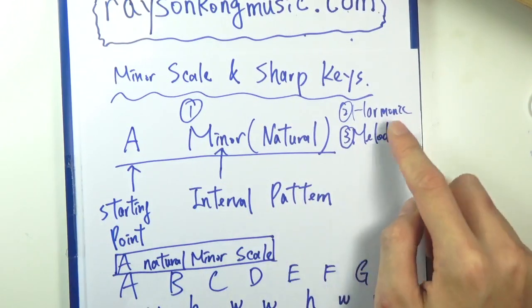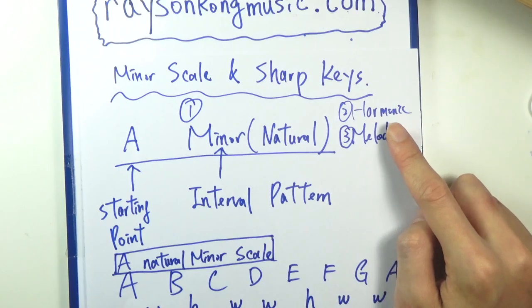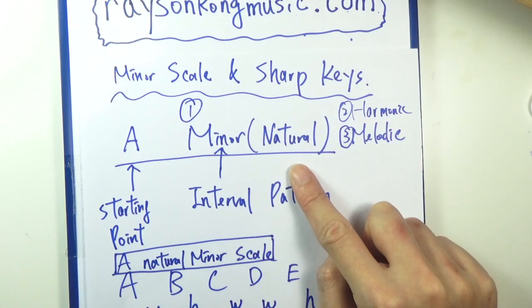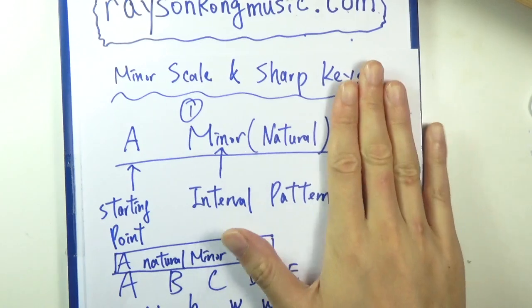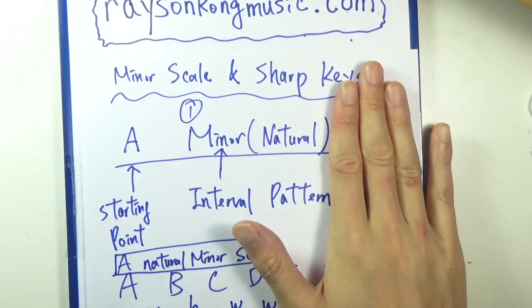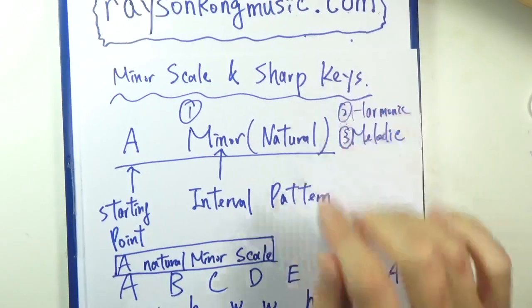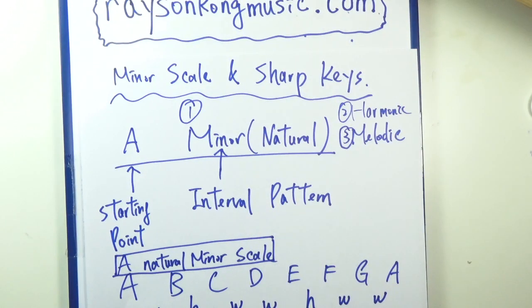And for example, harmonic minor is really just a variation of the natural minor scale, and so is the melodic minor scale. So at the beginning, we won't be worrying about these two yet, but for sure we will talk about them when we get to the relevant section.